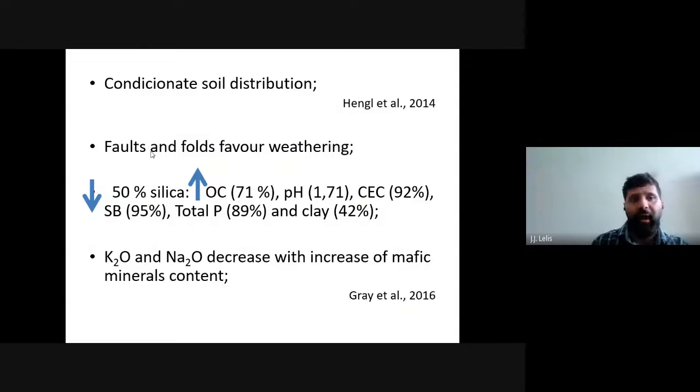So if you have very folded rock, or a high density of faults in a rock, it could be very easily weathered, which helps the formation of soil.